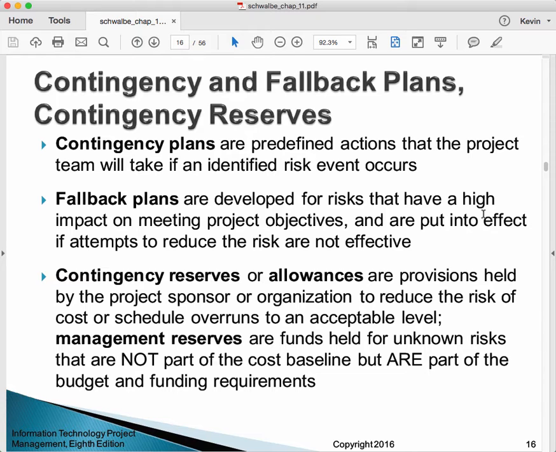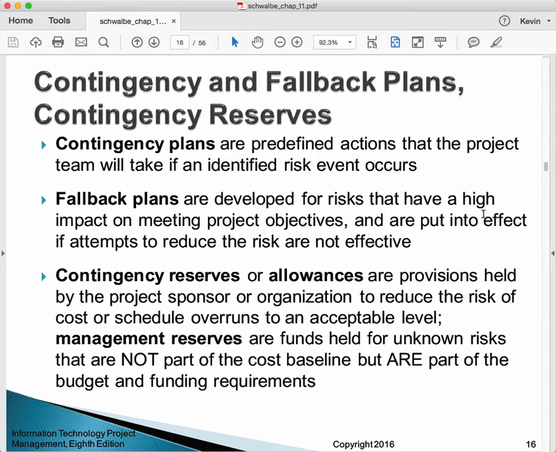Contingency and fallback plans and contingency reserves. Okay, we've been talking about reserves and contingencies for a couple of chapters now. You remember that when we were working on time and coming up with the schedule, we had this idea that maybe we needed some buffers. Maybe we needed some extra time in the plan to allow for things that were unforeseen.